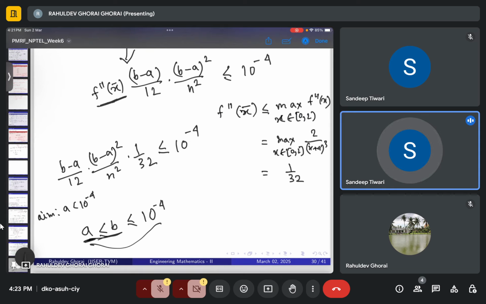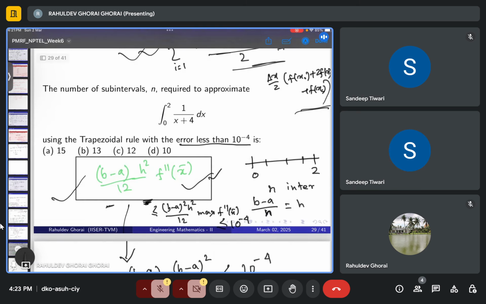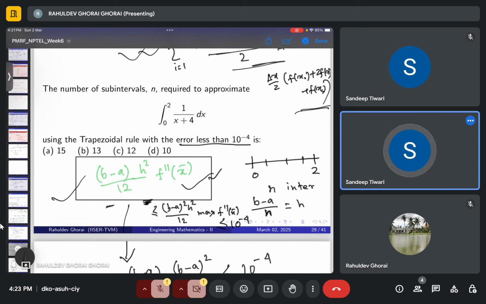But this bound will not be the best, sir. But I need the error which is less than or equal to 10 to the minus 4. That's all. Error is less than 10 to the minus 4. That's all I need. Okay, sir.